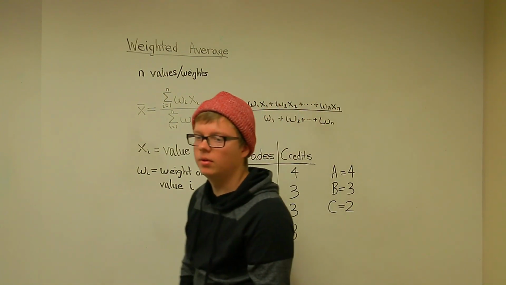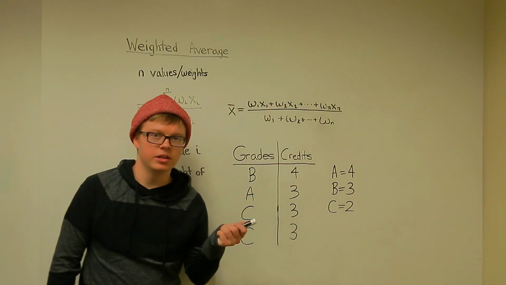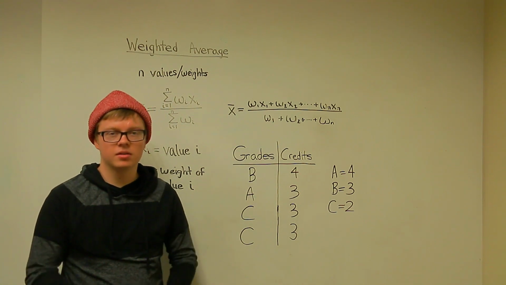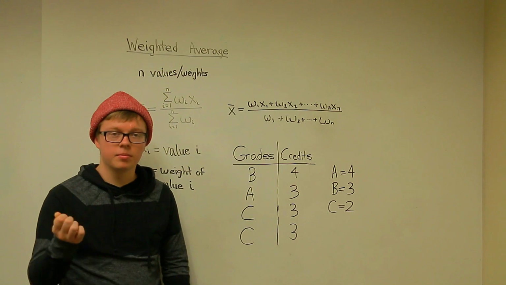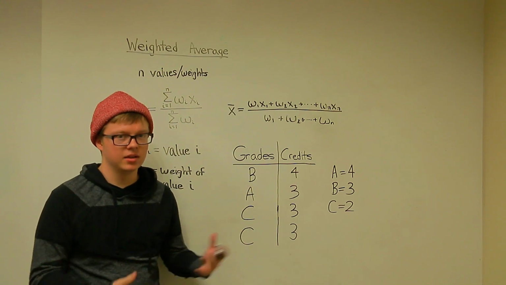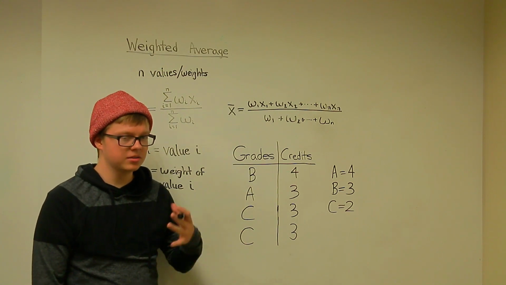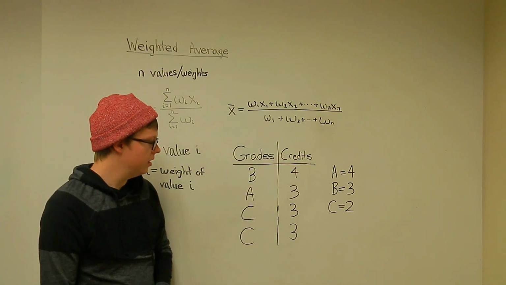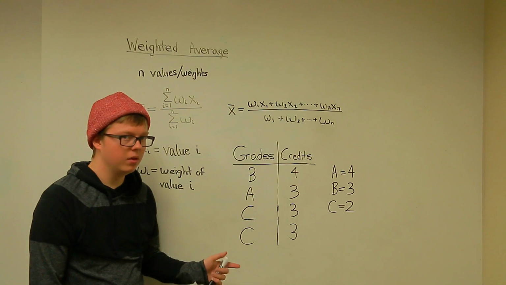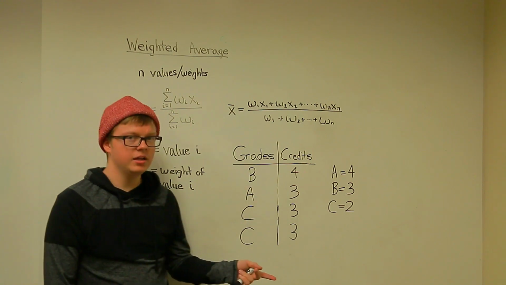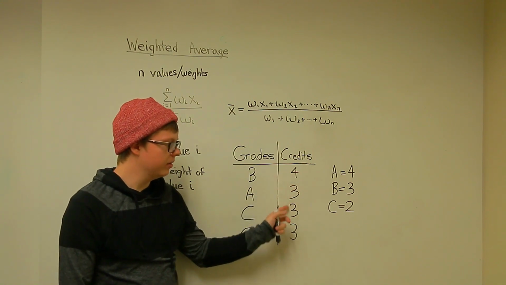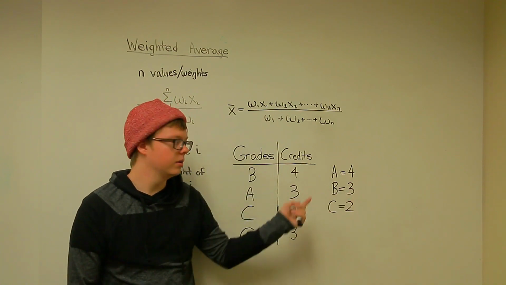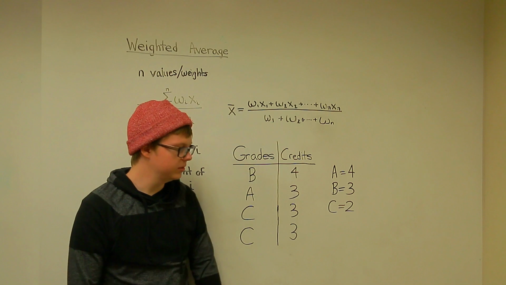So a common example is maybe you want to calculate your GPA, but certain classes are different numbers of credit hours, and that acts as a weight. GPA is your grade point average, and so we can do a weighted average for this. Here's an example of a person's grades and how many credit hours each class was worth. And here's the grading scale, where A is 4.0, B is 3.0, C is 2.0.